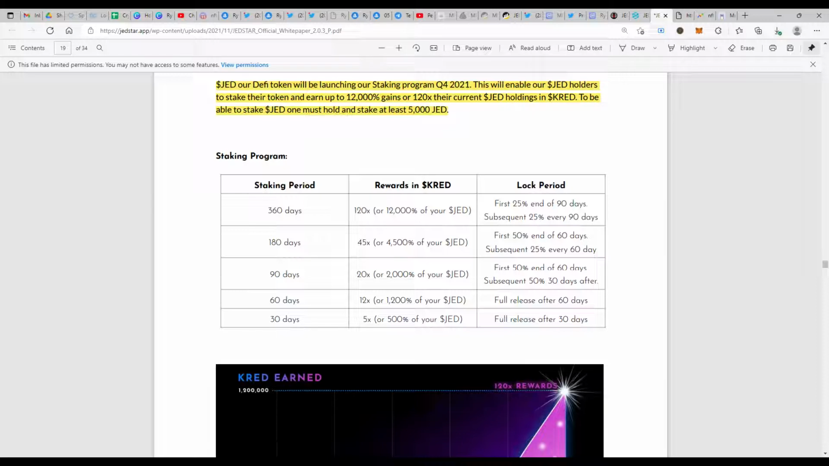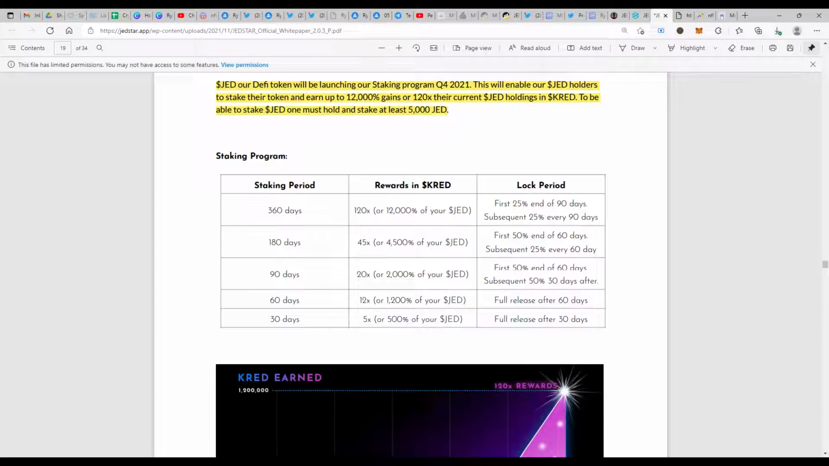So each period has a different reward system in place. The first one is 30 days where you can get 5 times the amount of JED that you deposit. Say if you have deposited 10,000, then 50,000 CRED is what you would be getting at the end of 30 days. 60 days, again, it's 12 times. So 10,000 would give you 120,000 JED. 90 days, again, is 200,000. That's 20 times. 180 is 45 times. That's 450,000. And 360 days, it's 120x. That would be giving you 1.2 million tokens of CRED. Free of cost, just for staking your JEDSTAR tokens.